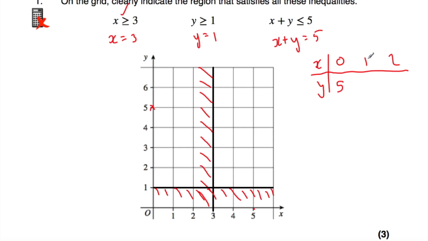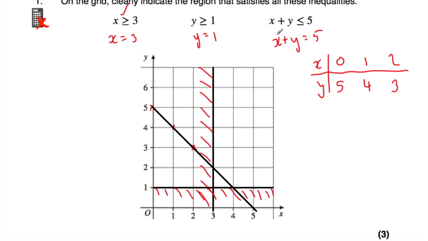If x is equal to 1, 1 plus something is equal to 5, well, that would be 4, so 1 across 4 up would be there. 2 across 3 up would be there. So we've now got these points there in that diagonal line. So if we draw a line through it, that'll be the line of x plus y equals 5. So that's now the line of x plus y equals 5.